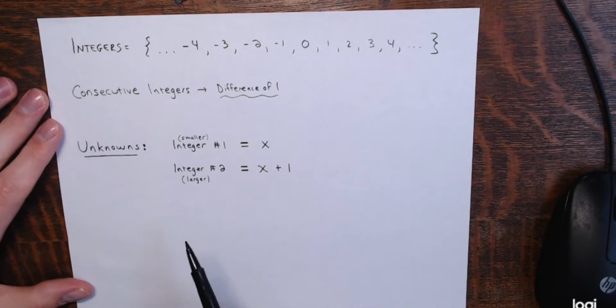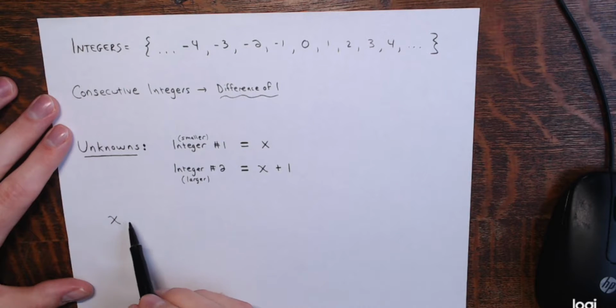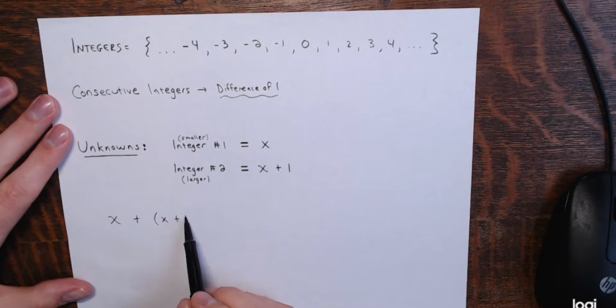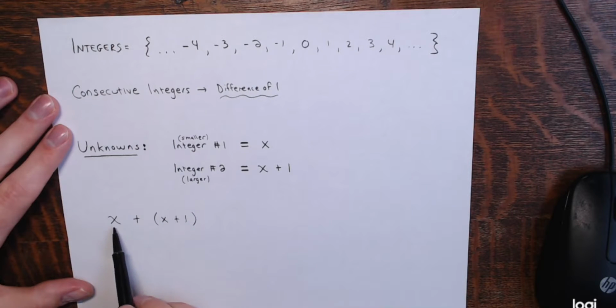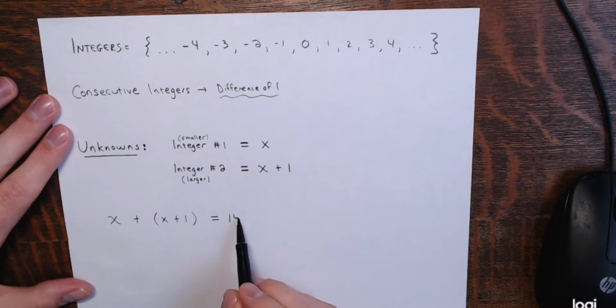All right, and then we are told, again, the sum of these, remember sum is adding, x plus 1, the smaller integer plus the next one. The sum of these is 141.